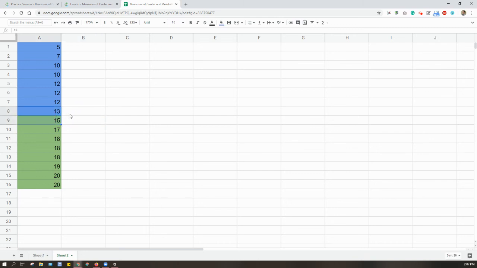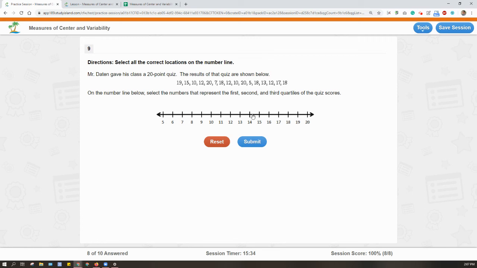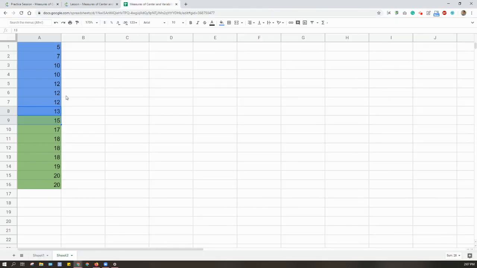What's exactly between 13 and 15? 14. So our second quartile, or median, is 14. When I go back here, I can click on 14. So now I have to find the first quartile and the third quartile.